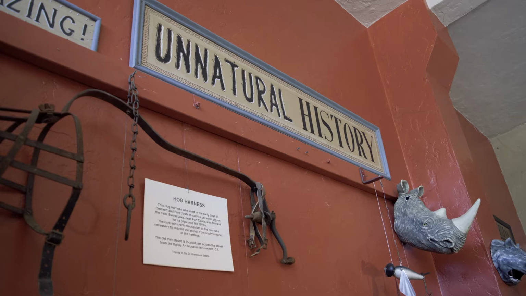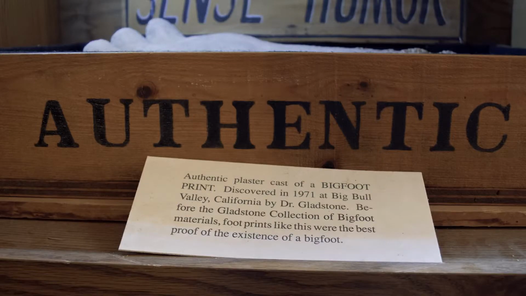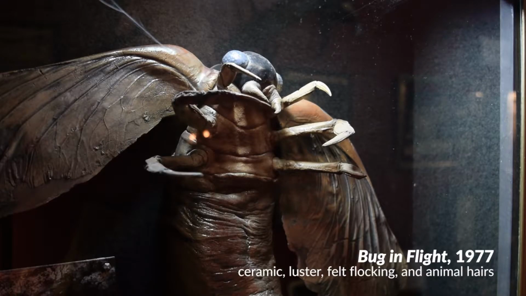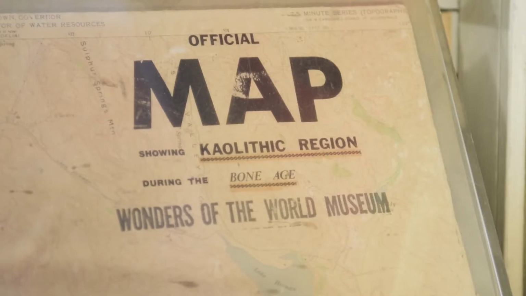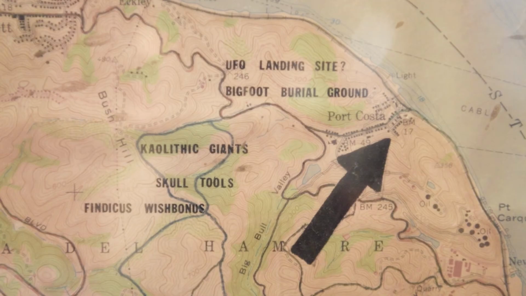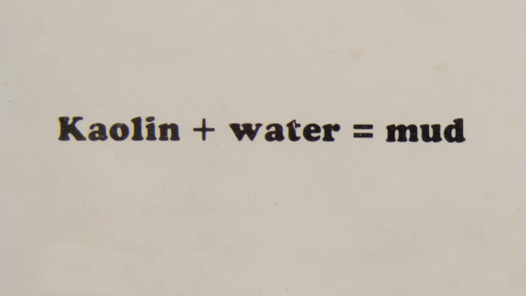The Unnatural History Museum is where we keep the collection of mythical animals and other supportive evidence and documentation. These are examples of Paleolithic fossils. The term Kaalism is something that I dreamed up to explain the scientific meaning of fossils of mythical animals that I was finding. Kaalism is based on the term kaolin, which is a type of clay.